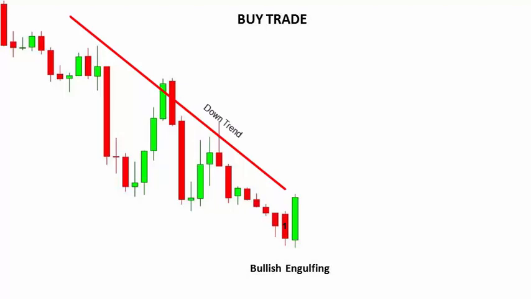The size of the red candle is not that important, but it should not be a doji or a spinning top, which would be relatively easy to engulf. However, saying that, the signal is stronger when the first candle has a large real body.